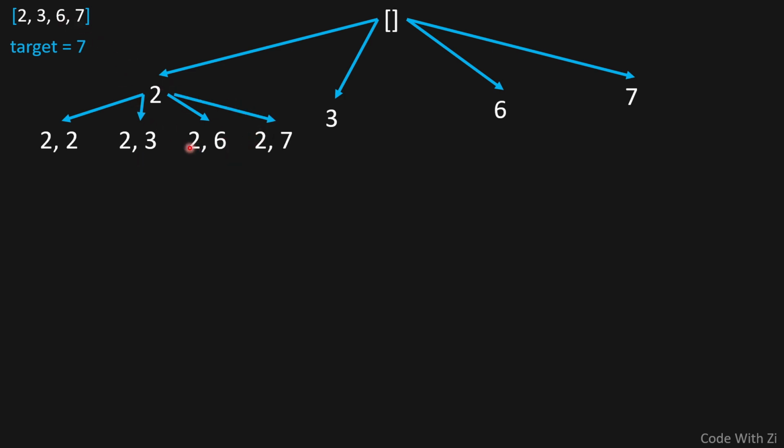And then here we're going to look for answers again. We're going to ask, is 2 plus 2 equal to 7? Is 2 plus 3 equal to 7? If they are, we're going to add it to our result. If they're not, we're going to keep on expanding.